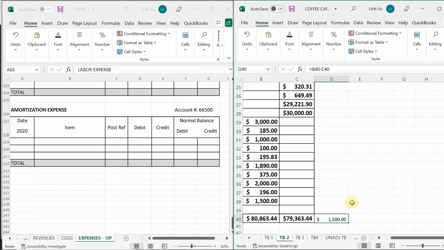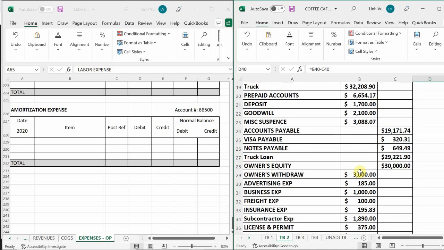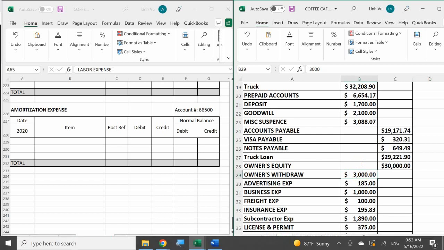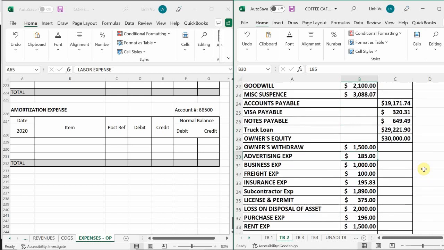Let's see how much that discrepancy is. I am off by $1,500. Where am I missing $1,500? Did I not put my owner's withdrawal? Oh, I put 3,000 when it's supposed to be 1,500. My bad. There you go. Now I am even at $79,363.44 on the debit and $79,363.44 on my credit.